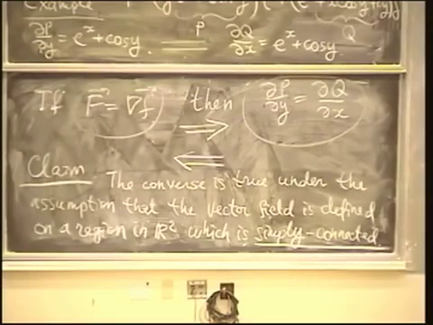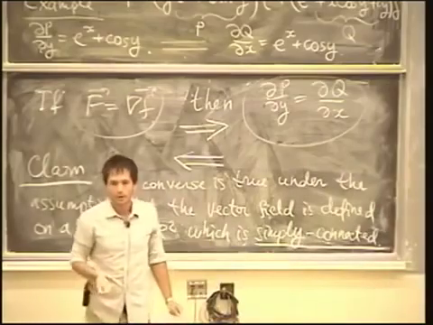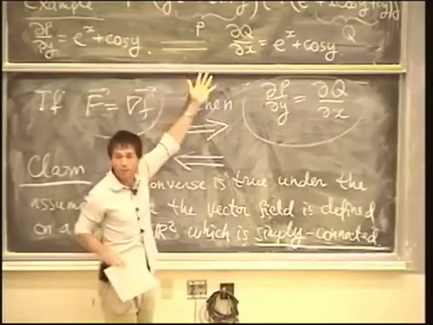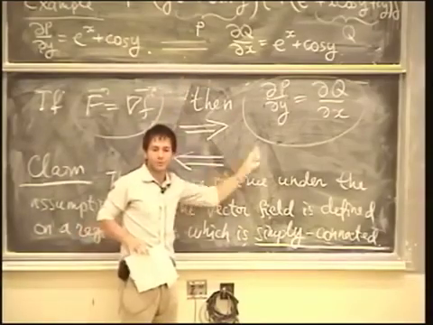In fact, in one of the exercises of the homework, there is an example of a vector field defined on a non-simply connected domain, for which what we're going to do now does not work, for which this implication this way does not work. So this is explained in the book. Yes.